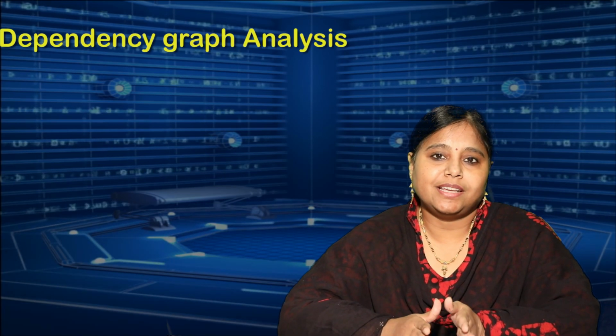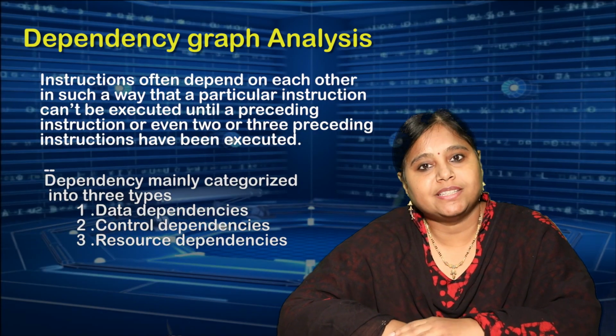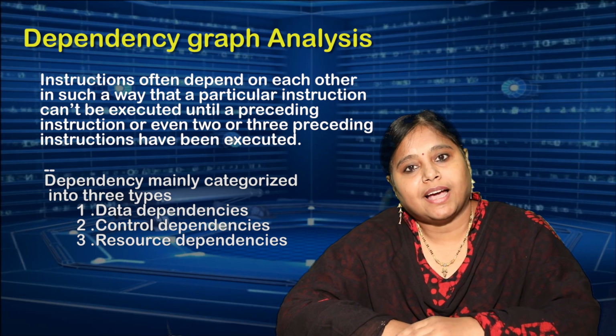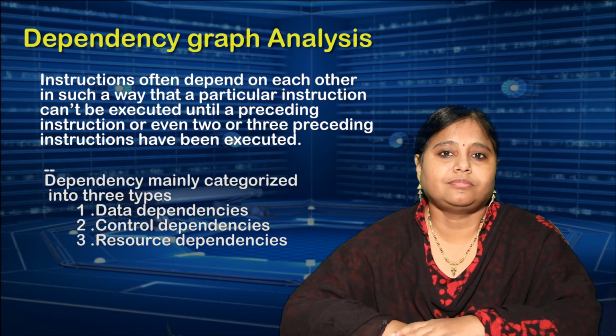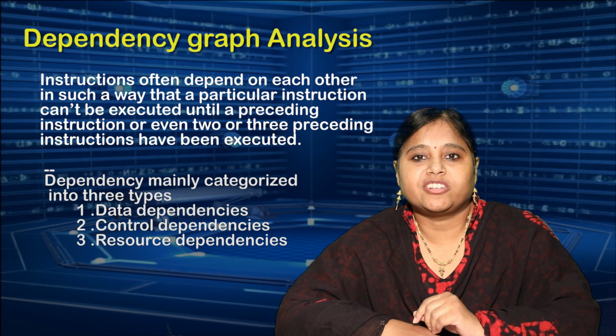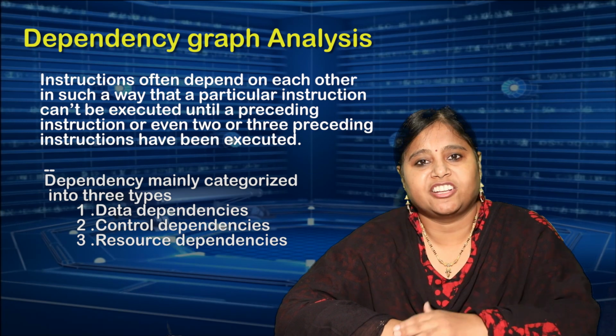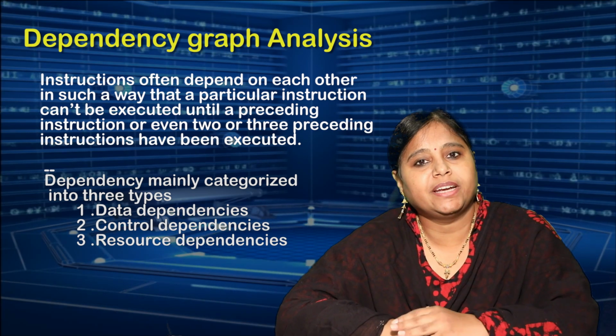So don't worry, using the dependency analysis graph, we can analyze the instruction level parallelism from a particular code. This dependency graph analysis is categorized into 3 types: data dependency, control dependency, and resource dependency. What is dependency? Suppose in a piece of code, 10 instructions are there. The first instruction may be dependent on the second instruction, or the second instruction on the first. We need to analyze it.